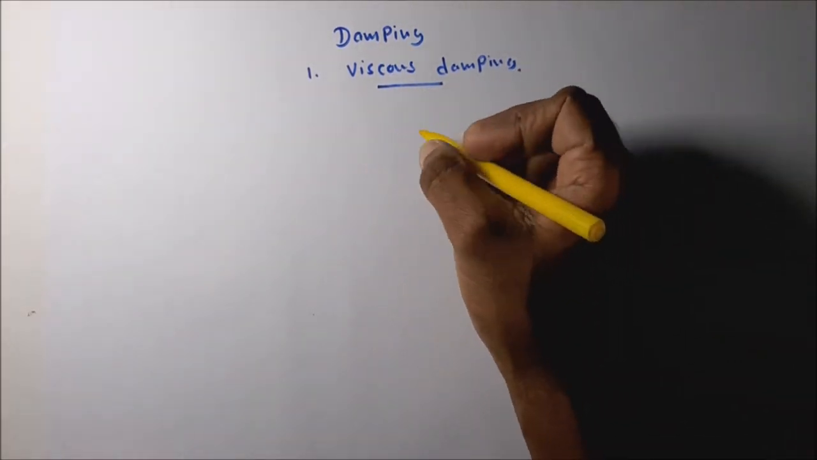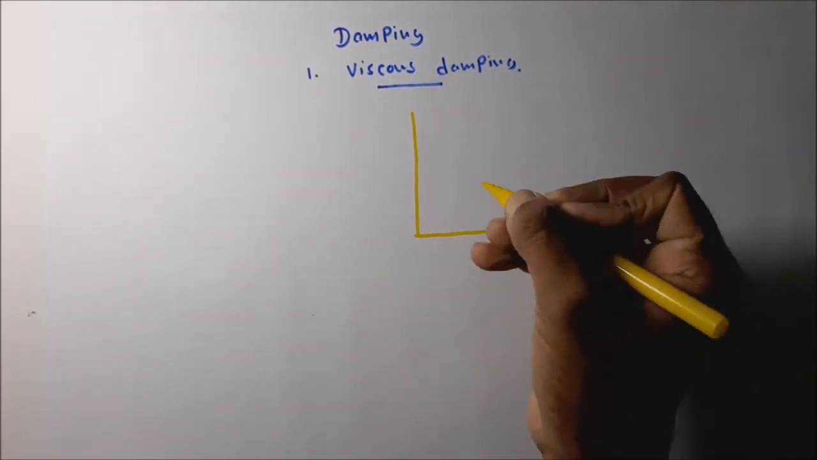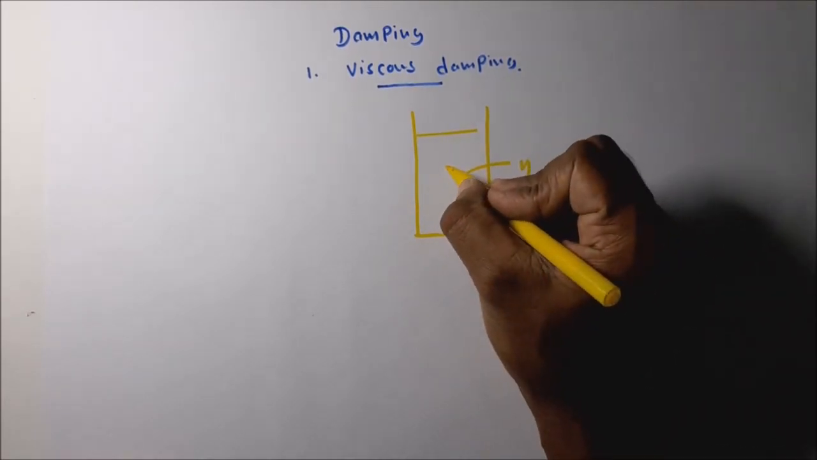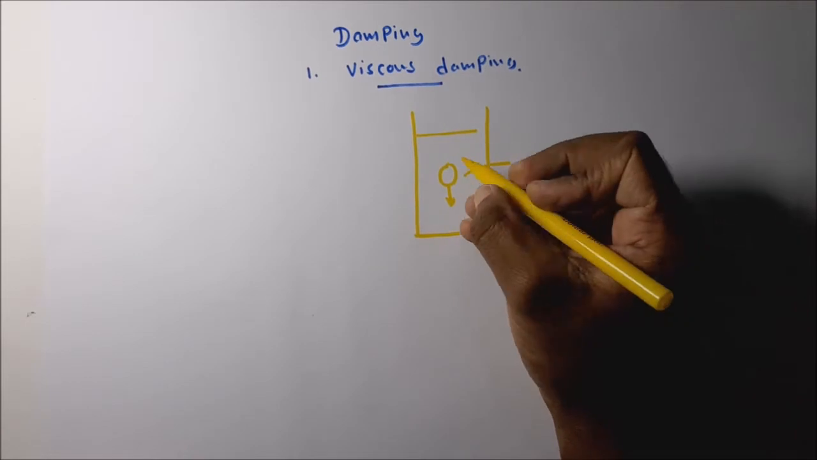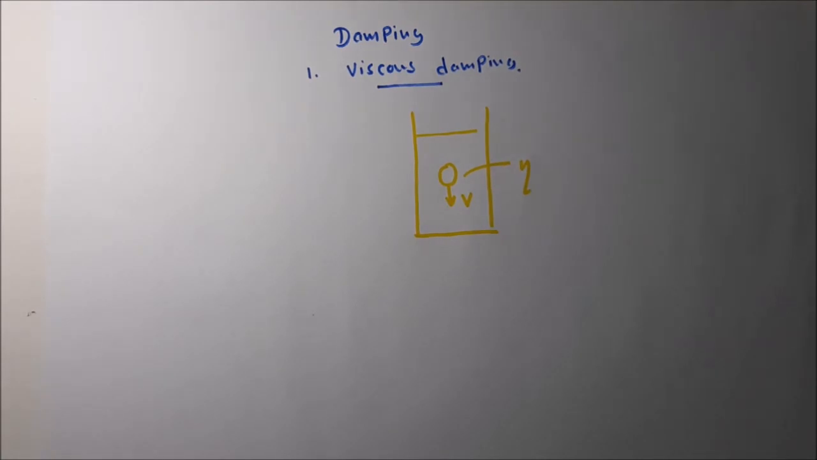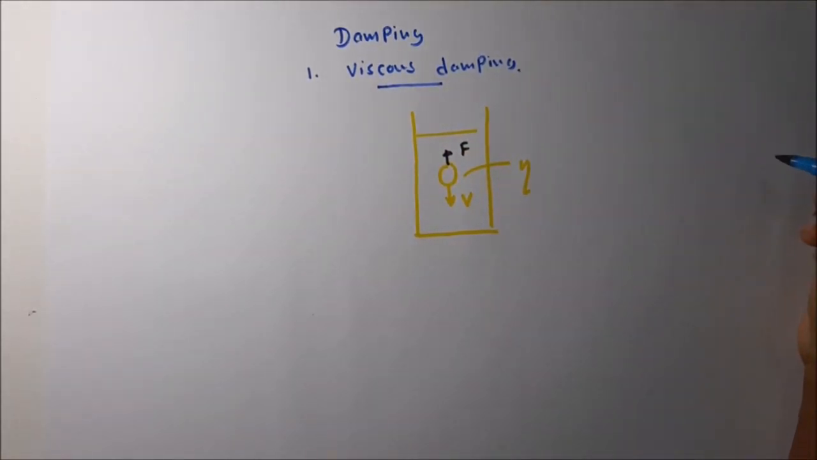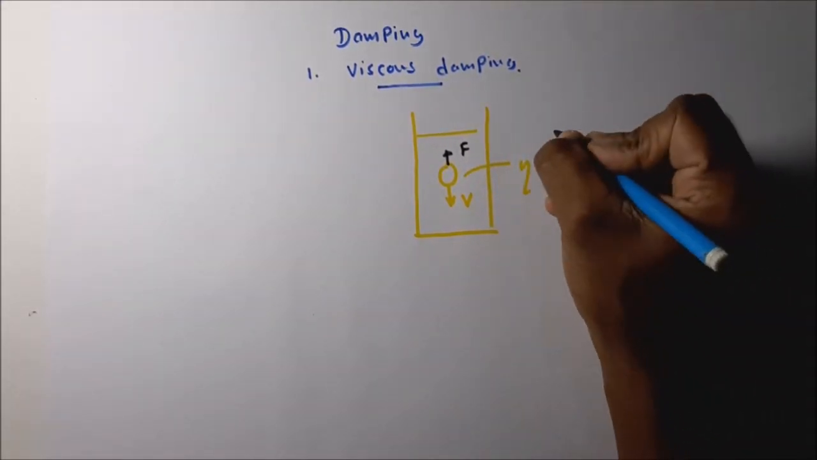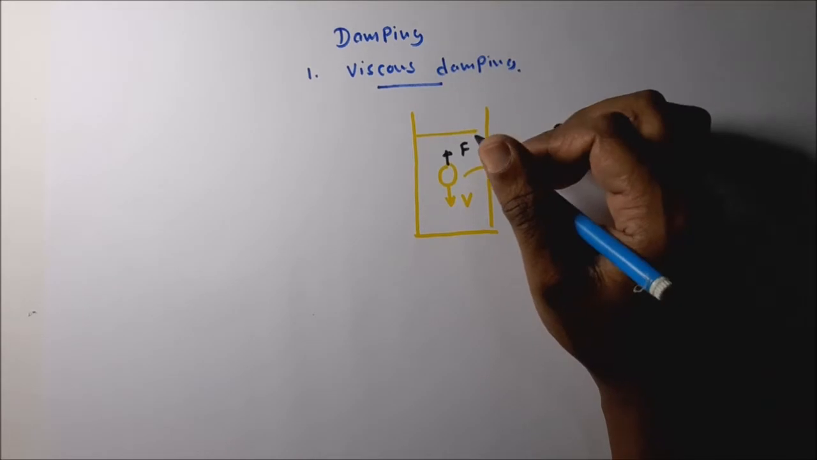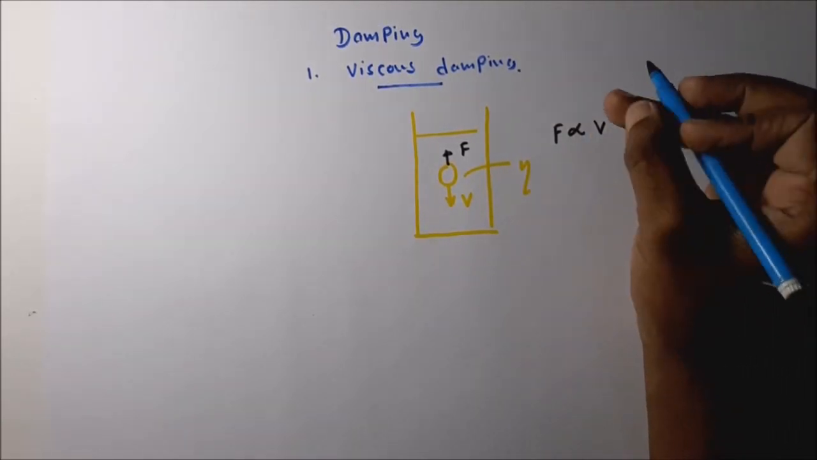Then you all know, when an object is moving in a viscous fluid, let's take the viscosity as eta. If a certain object is moving in a viscous fluid, let's take the velocity v. In the opposite direction a force is generated because of the viscous friction. This is called viscous friction force. This force is proportional to the moving velocity. That equation is called Newton's viscous friction force equation.